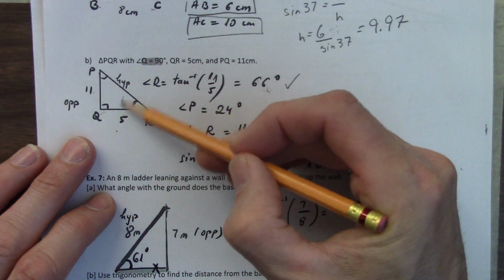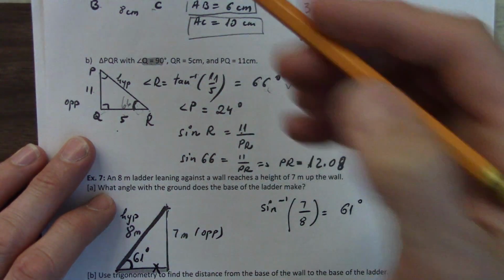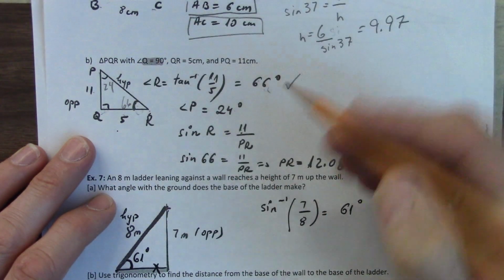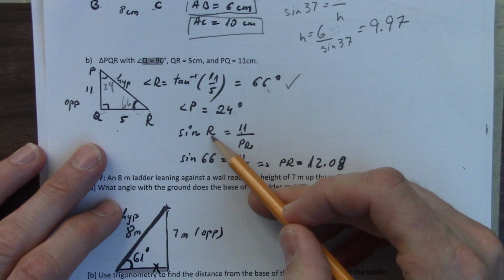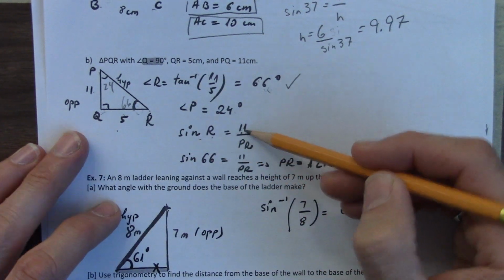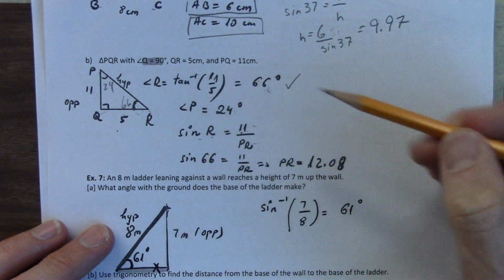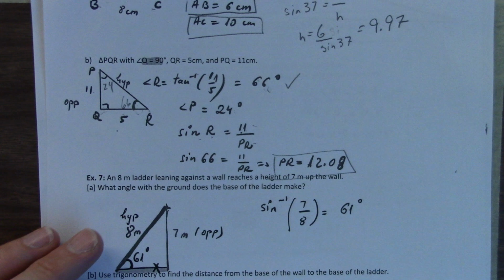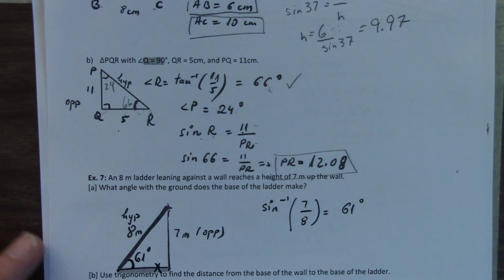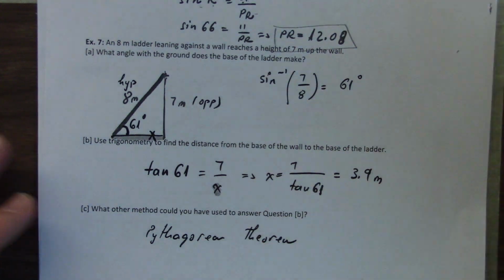Then once we have 66, we can do a little math. 180 minus 90 minus 66 is 24. Once we have angle P, we can then solve for the hypotenuse. We'll say sine R is the opposite, 11 over PR, the hypotenuse. Solve for PR, 12.08. Really easy. Nothing new here.